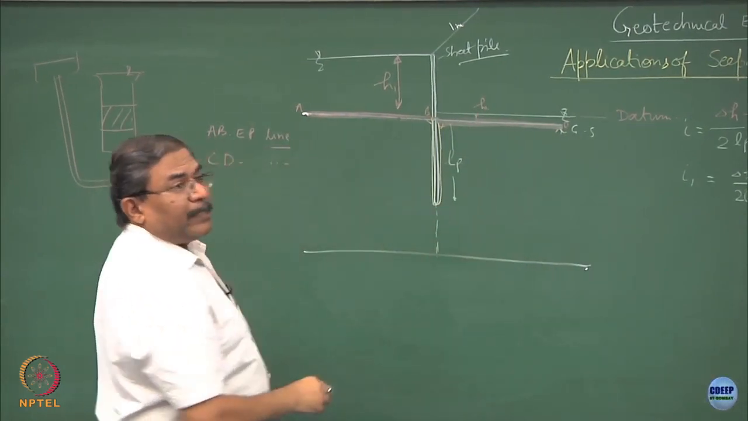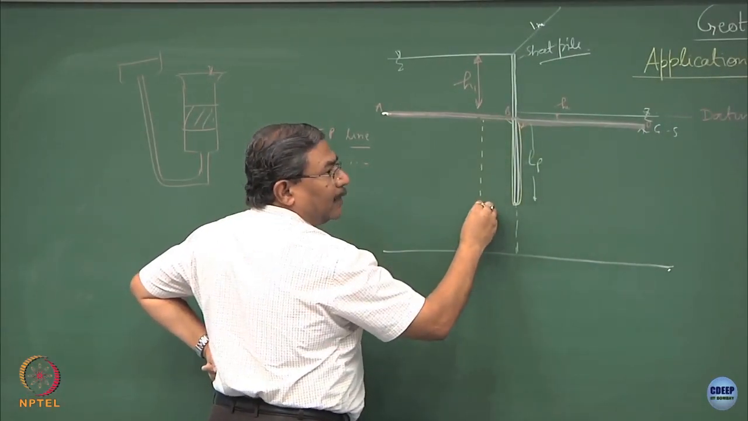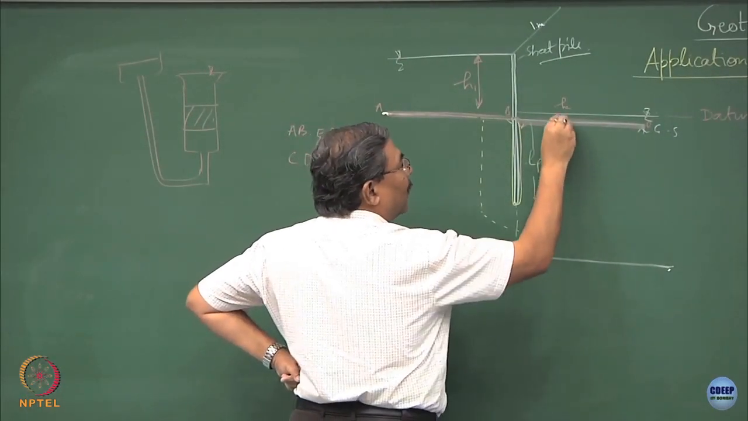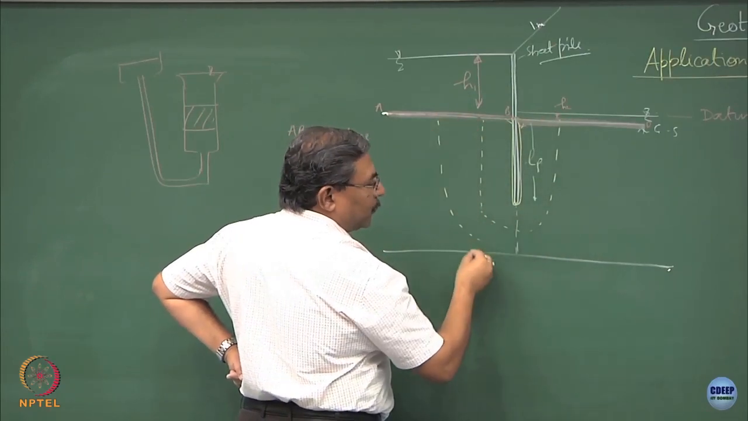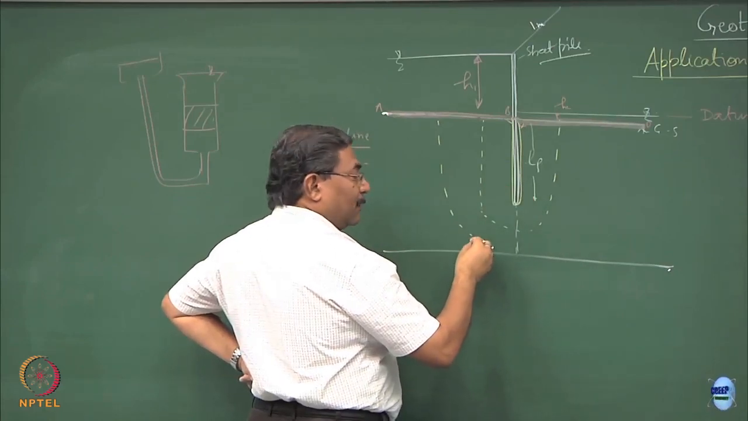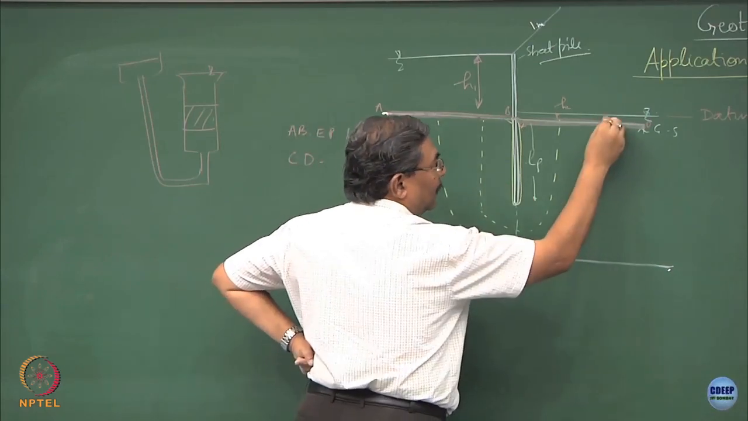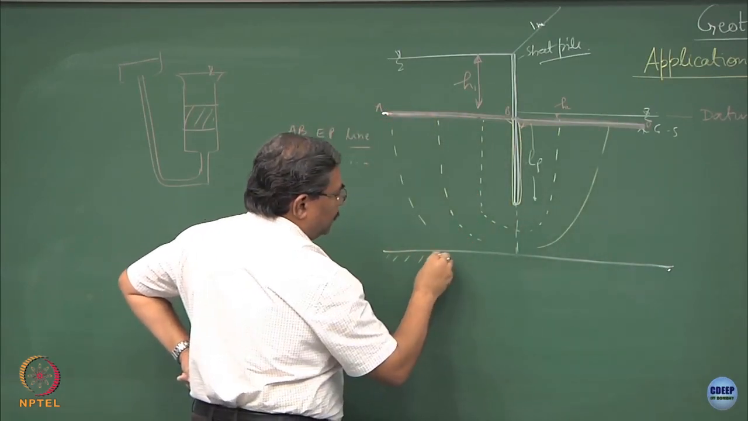Can I complete the flow net now? So conceptually, you keep on drawing the flow lines. This is the shape of the flow line. Now what you are seeing is this portion is going to be very tricky, but the flow is going to take place. All right. And this is the impervious boundary.